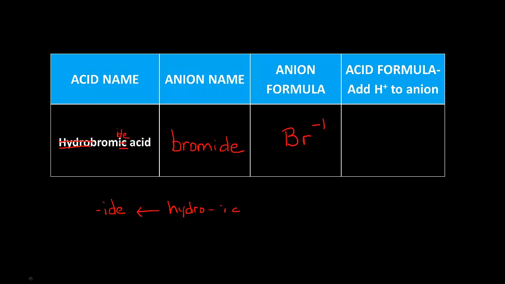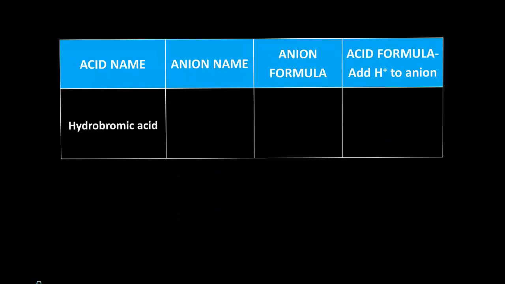Okay, now our acid formula. We know it's an acid because it says acid right here, and all acids start with H+. So I'm going to put an H+ here, and then I'm going to add my anion formula, which is Br minus. This one goes down by the H, and we never put ones. This one goes down by the bromine, and we never put ones. So our formula for hydrobromic acid is simply HBr.